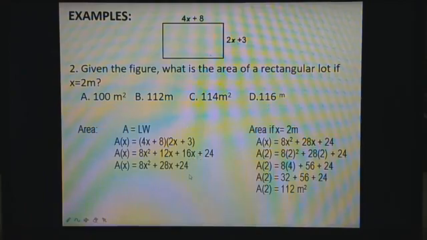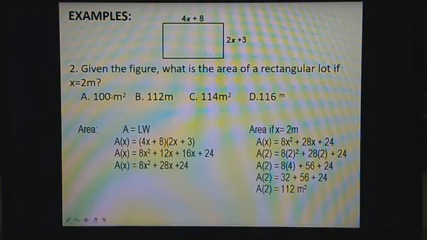Then we have 24. Then to get the area, substitute the value of x in this polynomial function. So we have here A of x, x is 2. So we have 8 times 2 raised to 2 plus 28 times 2 plus 24. And A of 2 will be 8 times 4 plus 56 plus 24. So, simplifying further, we have 32 plus 56 plus 24, and adding these three gives us 112 square meters.